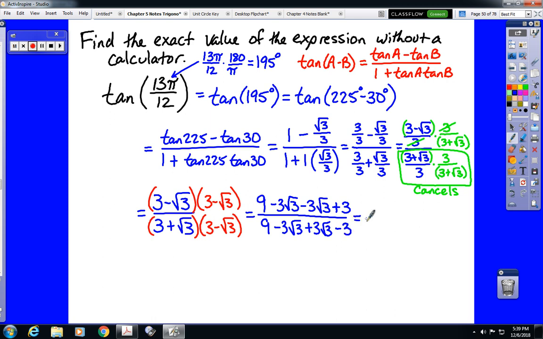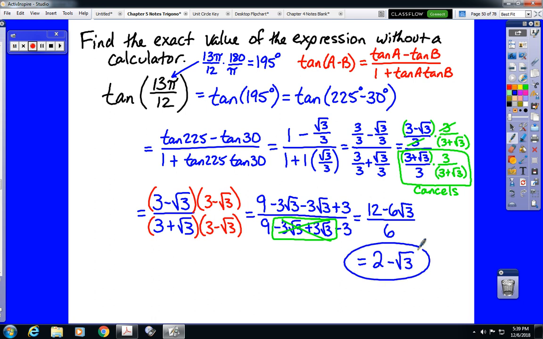Now we're going to go in and combine like terms. Again, if we've done this correctly, these two terms on the bottom with the roots should always cancel out, which they do. 9 plus 3 is 12. Negative 3 minus 3 is negative 6 root 3 over 9 minus 3, which is 6. Notice, everything's divisible by 6, so we divide by 6, which would give us 2 minus the square root of 3. These answers are usually going to look very similar to each other. So if you get something outrageous, you probably did something wrong.